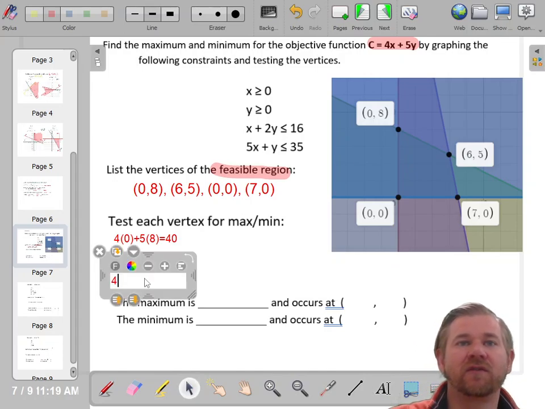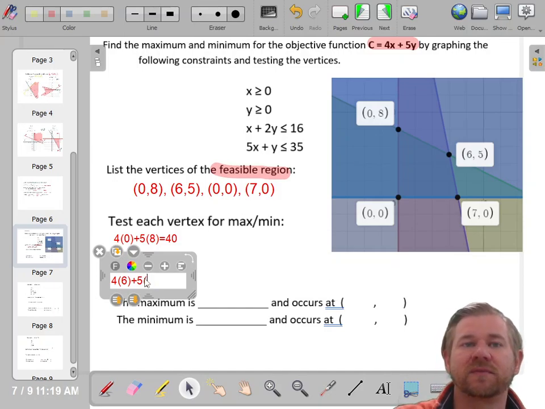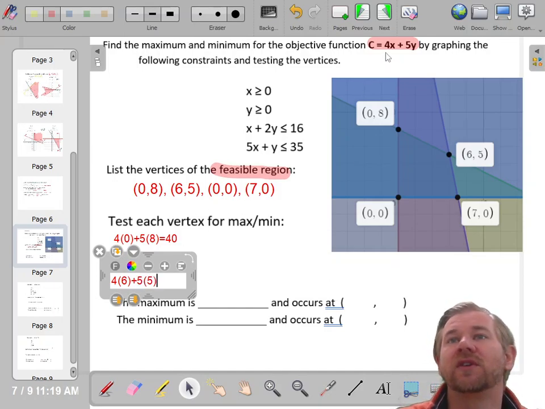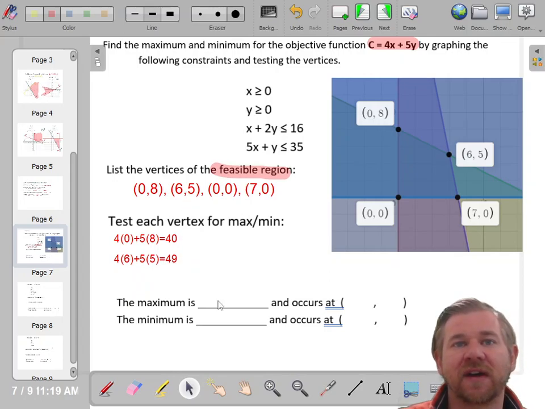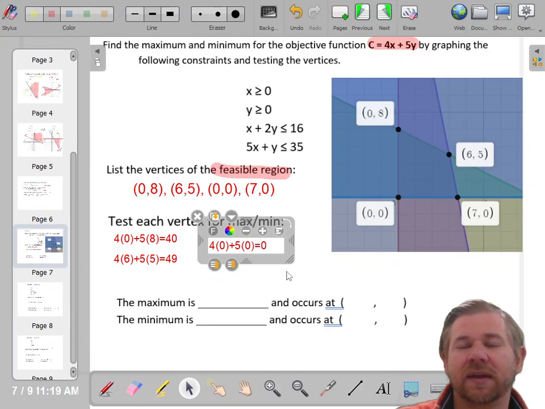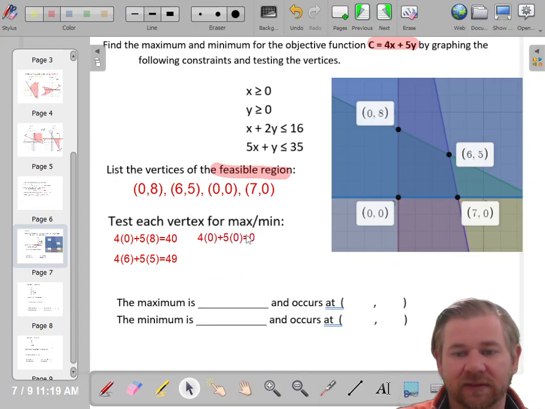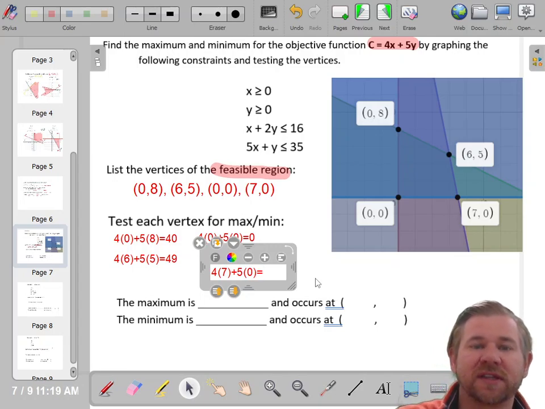Let's do the next one. 4 times the x value is 6, plus 5 times the y value is 5. Oops, 5 times 5, there you go. So 4x plus 5y, 24 and 25 make 49. So when I plug in (6, 5), I got 49. When I plug in (0, 0), I get 4 times 0 plus 5 times 0 is 0. It makes sense that if you don't do anything, you get nothing. And the last one, 4 times 7 plus 5 times 0, 28 plus 0 is 28.